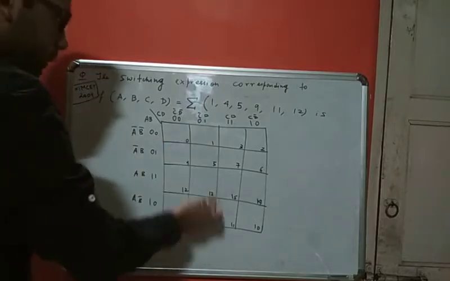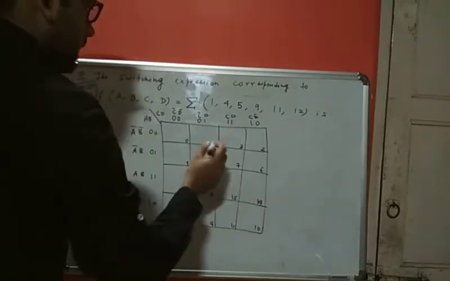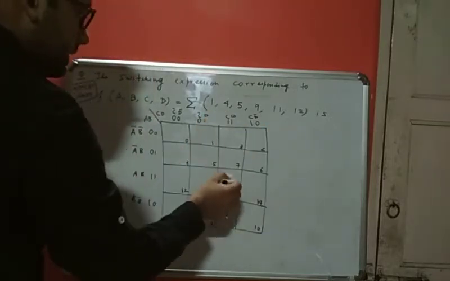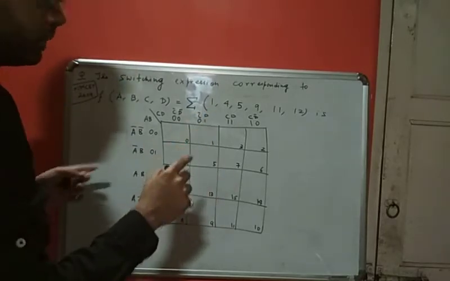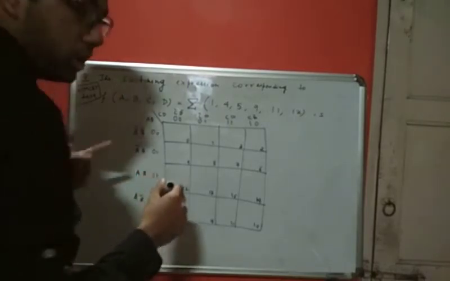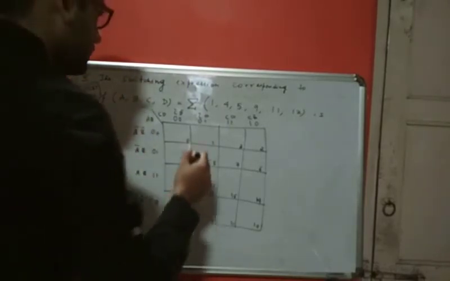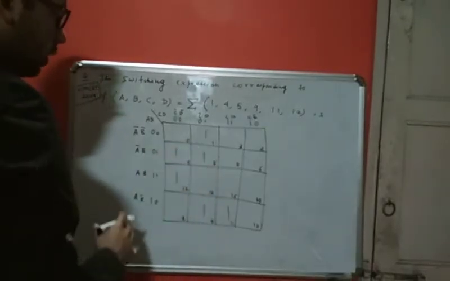So now we see the values given to us, and corresponding to those numbered cells, we place 1. Why do we place 1? Because we are dealing with sum of products, and sum of products is represented using 1. Product of sums, mind you, is represented using 0. So in cell 1, I put a 1. In cell 4, I put a 1. 5, 1. 9, 1. 11, 1. 12, 1.